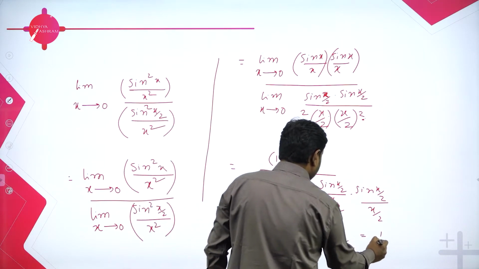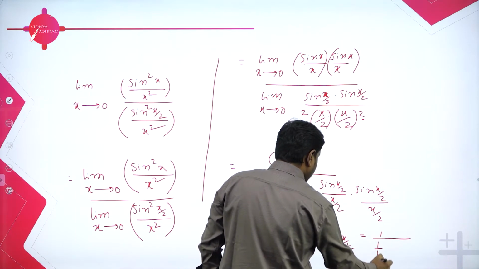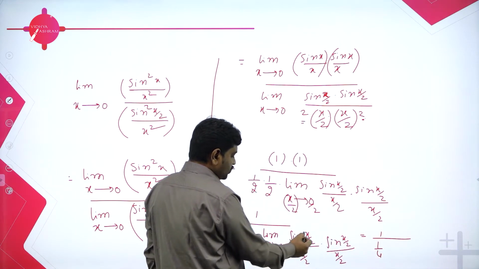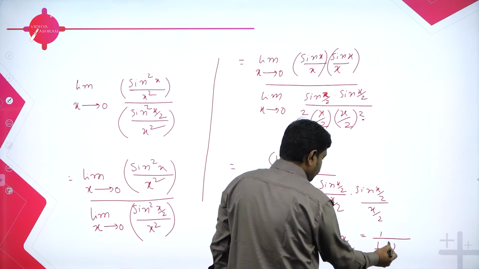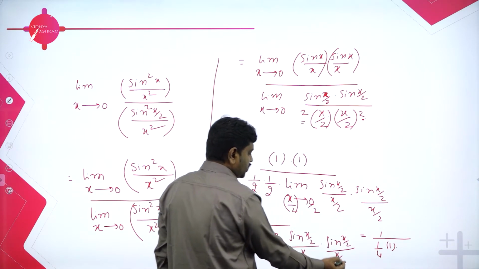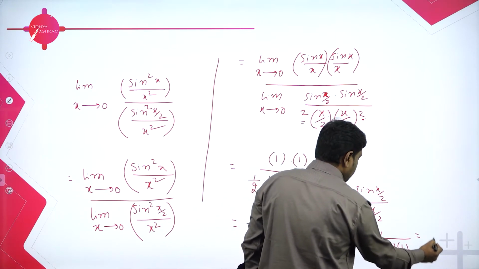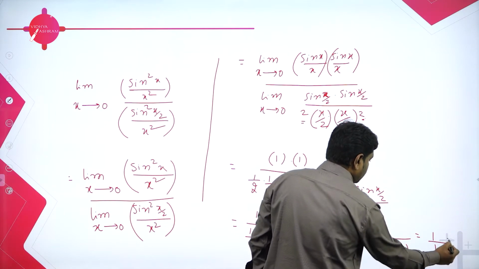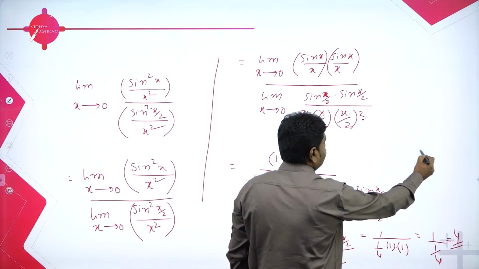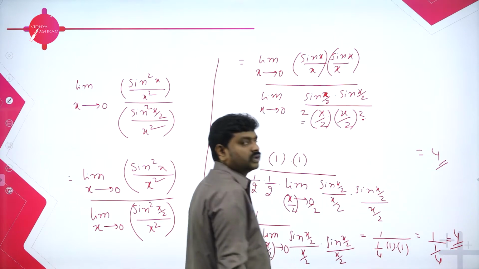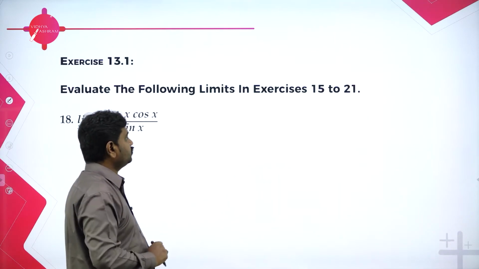So that is 1 divided by 1 by 4 into, limit x by 2 tends to 0, sin x by 2 by x by 2 is 1. Again sin x by 2 by x by 2 is also 1. So 1 by 1 by 4 is what? 4. 4 is the answer. So finally you will get 4. I hope all of you got this.